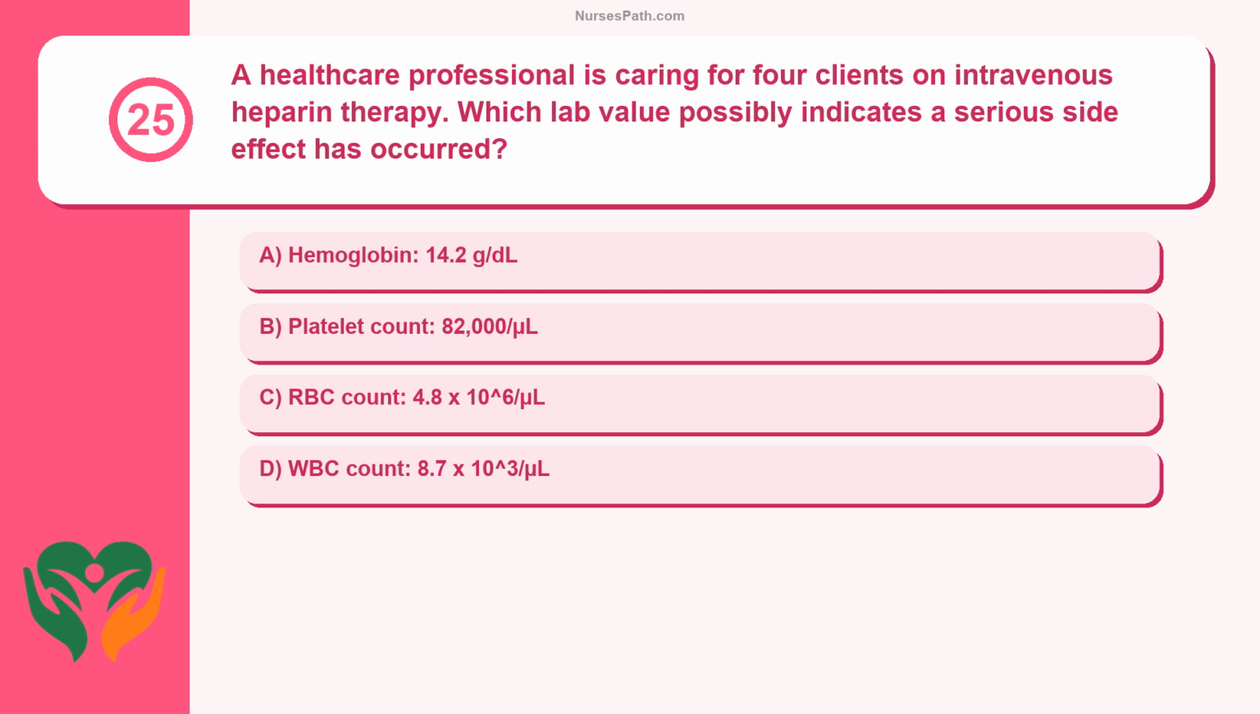Question 25. A healthcare professional is caring for 4 clients on intravenous heparin therapy. Which lab value possibly indicates a serious side effect has occurred? Hemoglobin, 14.2 g/dL. Platelet count, 82,000/µL. RBC count, 4.8 x 10^6/µL. WBC count, 8.7 x 10^3/µL.